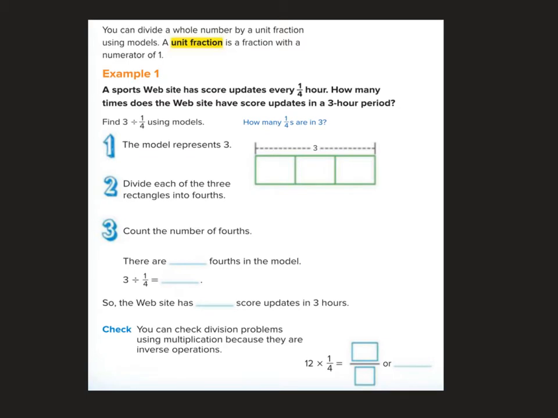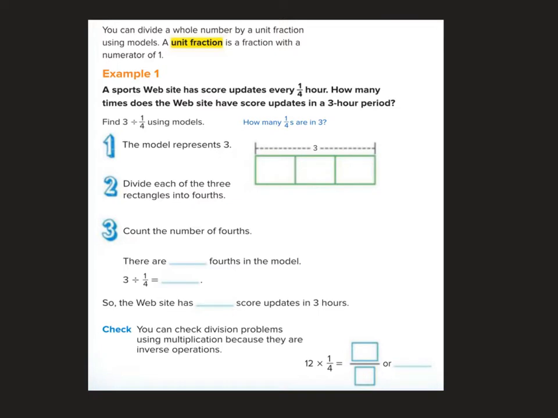You can divide a whole number by a unit fraction using models. A unit fraction is a fraction with a numerator of 1. Unit just means 1, right? Because in the future we're going to be talking about unit rates, which is a rate of 1. How much does 1 of something cost? So whenever you hear unit, think 1.